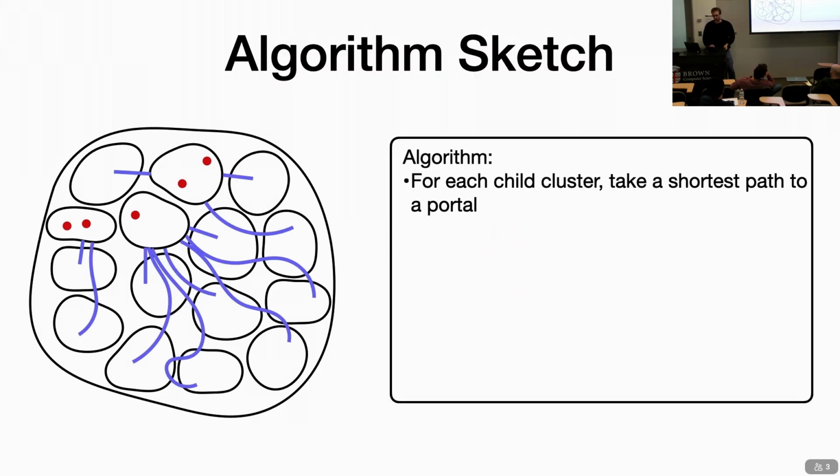So to start with, our goal is going to be to get every child cluster to a portal as fast as possible. So for every child cluster, we're just going to choose an arbitrary representative and then take a shortest path to a child cluster that has a portal in it.